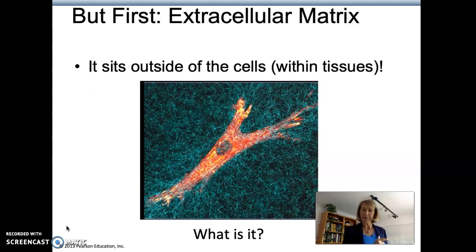But first, I want you to get an idea of what goes on outside cells in tissues, because it's not just the tissue itself, but what sits around it. So in my picture here, I have a neuron, and it's colored beautifully. And then outside it, all that green stuff, what is that? What's bathing a cell, essentially? We call it the extracellular matrix, outside of the cell. So it's what's floating around outside of these cells.